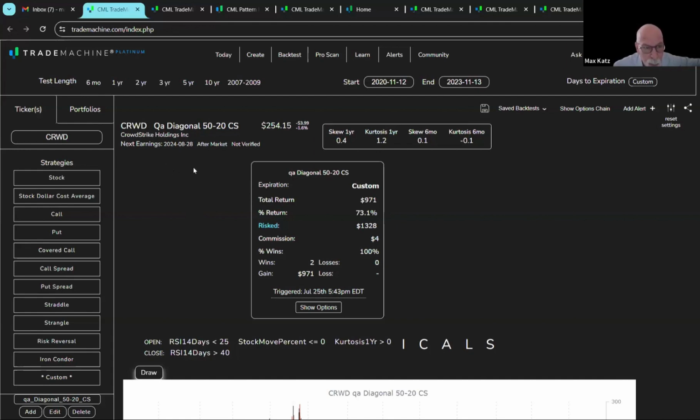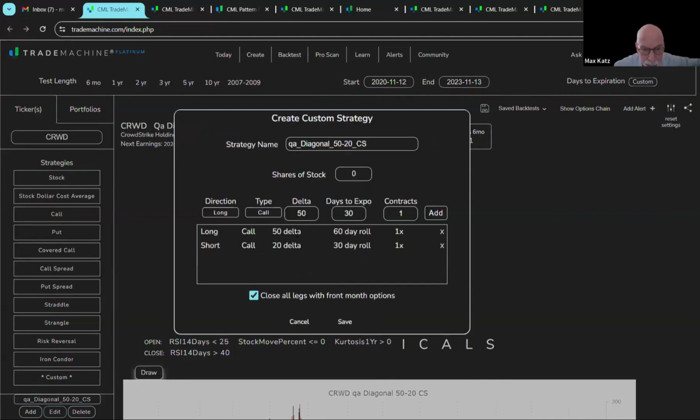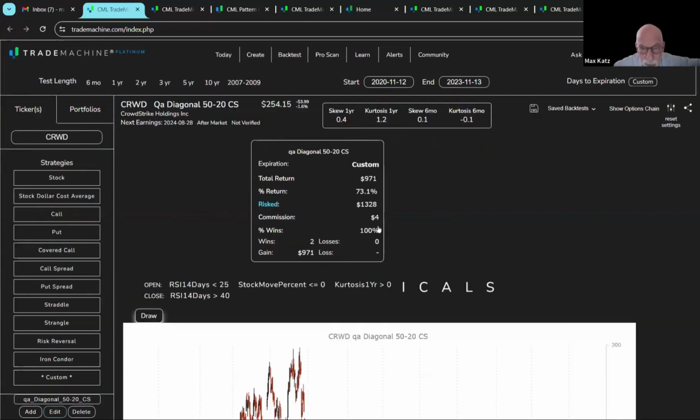And sure enough, late morning, I get an alert for Crowd. It's a buy the sell off, and it's got a good backtest. It is a 60-day, 30-day long call diagonal, which we can verify right here. Long call, 50 delta, 60 days. Oh, it's a 20, 50, 20. 20 delta short call, 30 days out. All right. And it's going to run it again.